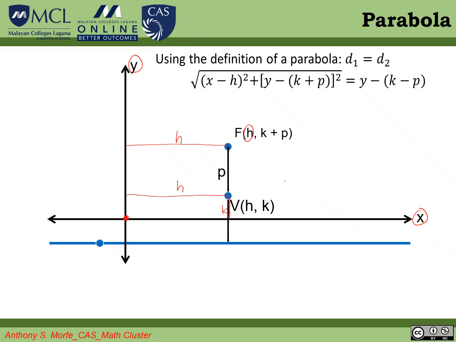So this is just the sum of p and k. We have p and we have k. That's why we have k plus p. So we have p plus k or k plus p. They're just the same. So k plus p.